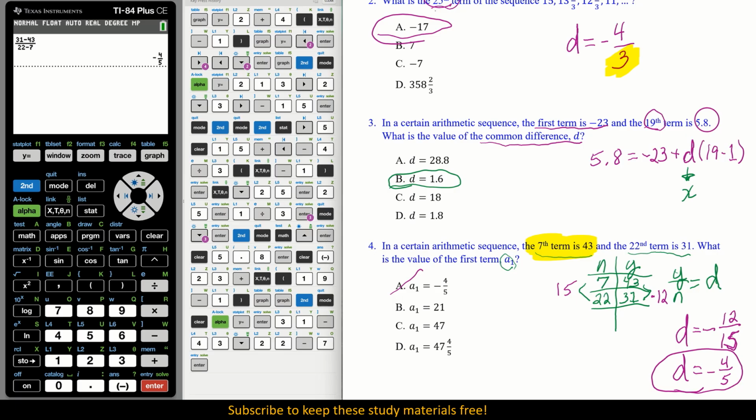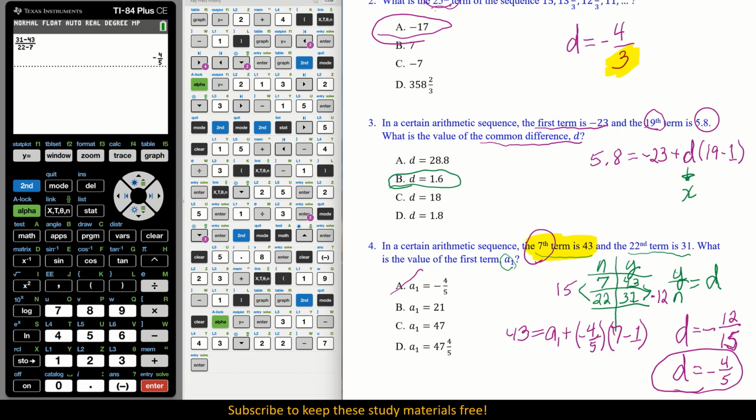So we know the value of our seventh term, A of 7, so we're going to say that that's 43 equals. Now we don't know what the first term is, A of 1, and we're going to say plus. We know what our D is, which is actually minus 4 over 5. And then we know what our n value is. Our n is 7 because we're using 7. So then that's 7 minus the 1, okay?